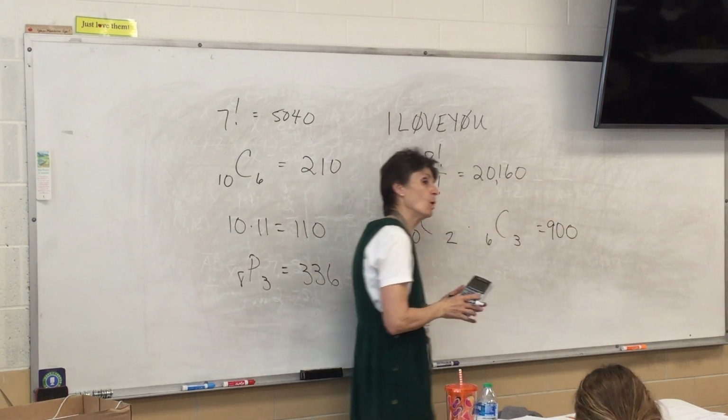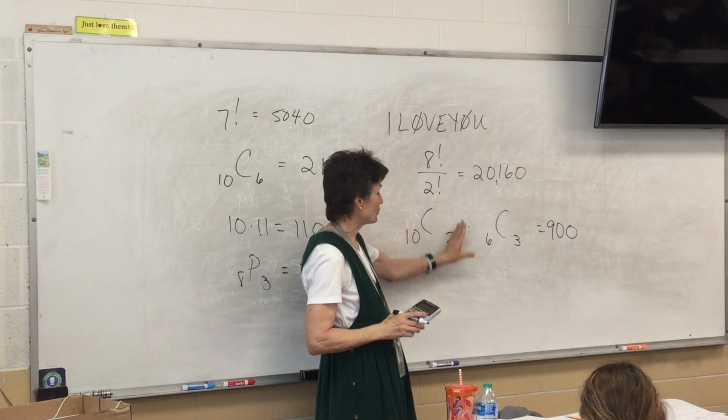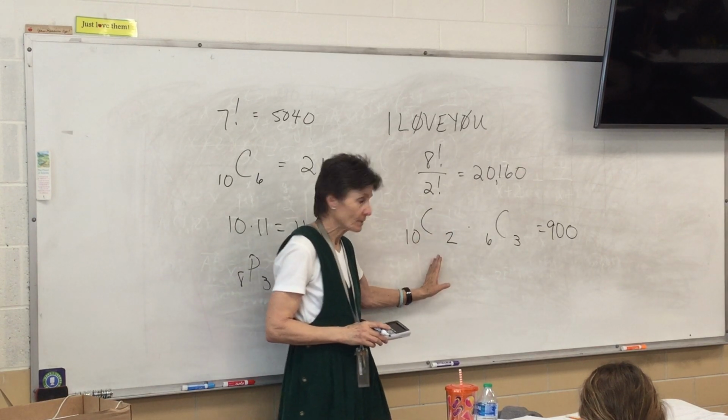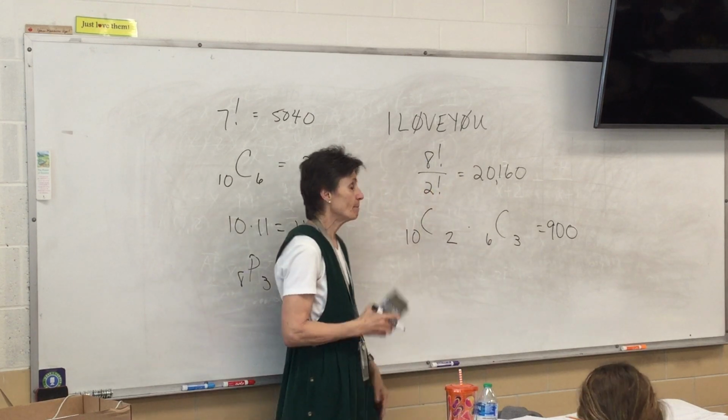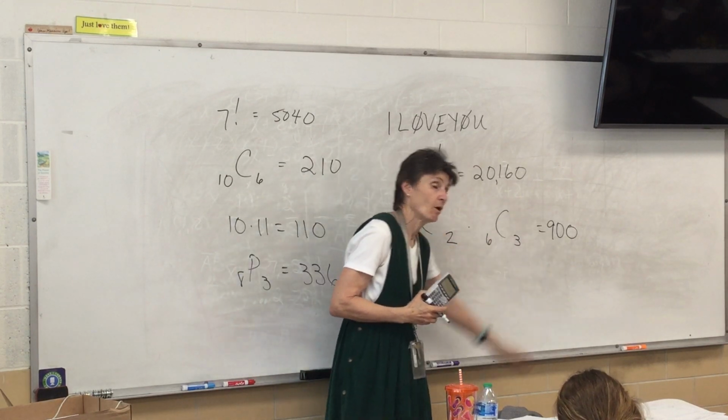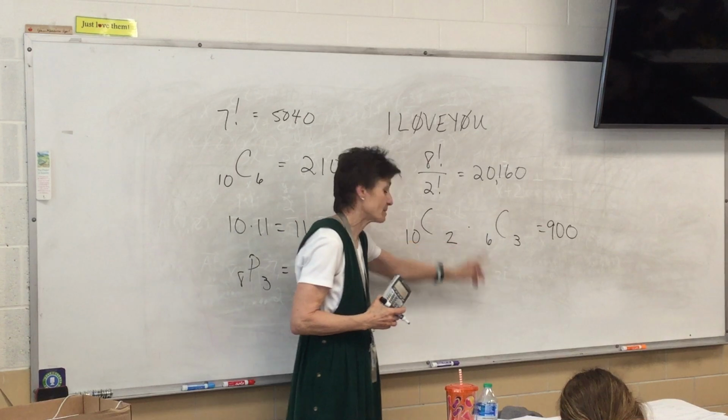Now, I did it all at once. If it's easier for you to do this and get that number, and then do this and get that number, and then multiply them, that's fine. But your calculator will do it all at once, if you put the times in between.